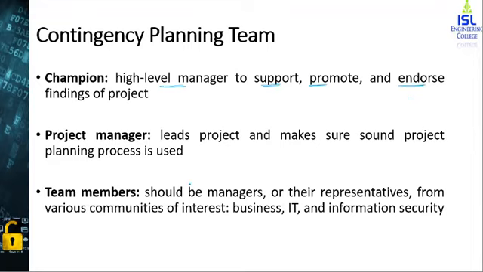Then you've got the project manager. The project manager leads the project and makes sure that sound project planning is done. As the manager, he's in control of everything. He needs to see whether the work is being done and how it is being done. Then team members are the people working under the project manager. These team members should be managers or their representatives from the various communities of interest. This can be the business people, the IT department people, and the information security people. These are your different team members within the contingency planning team.